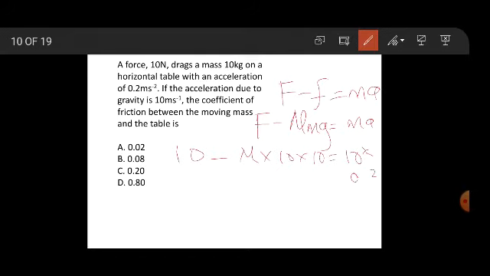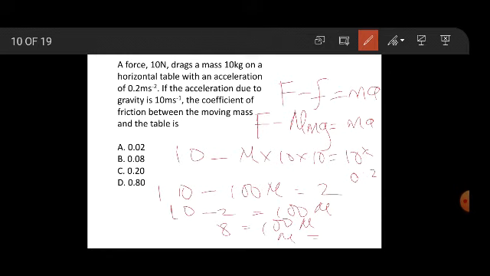Okay, so we are going to have 10 minus 10 times 10 is 100. So 100 mu equal to 0.2 times 10 will give us 2. So we are going to have 10 minus 2 is equal to 100 mu, collecting like terms. 10 minus 2 is 8, equal to 100 mu. So from here you can see that your mu here is equal to 8 over 10, which will give us 0.08 as the answer. This is beautiful. So the answer to this question is B.